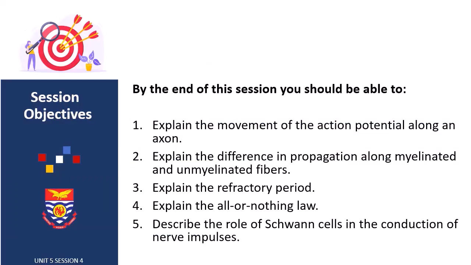By the end of this session, you should be able to explain the movement of action potential along an axon. Also explain the difference in propagation along myelinated and unmyelinated fibers, and also explain the refractory period and the all or nothing law, and finally describe the role of Schwann cells in conduction of nerve impulses.